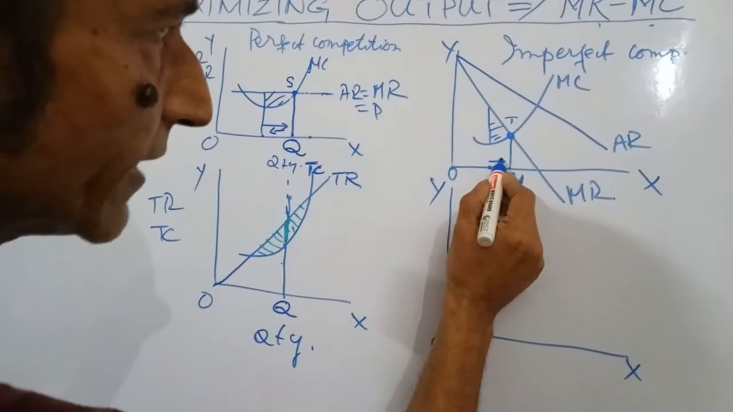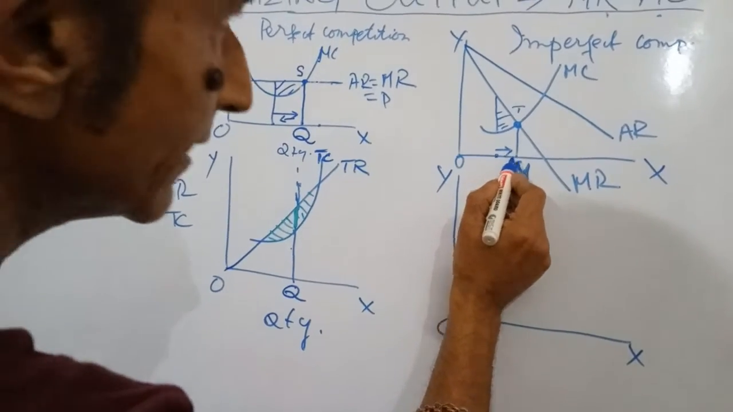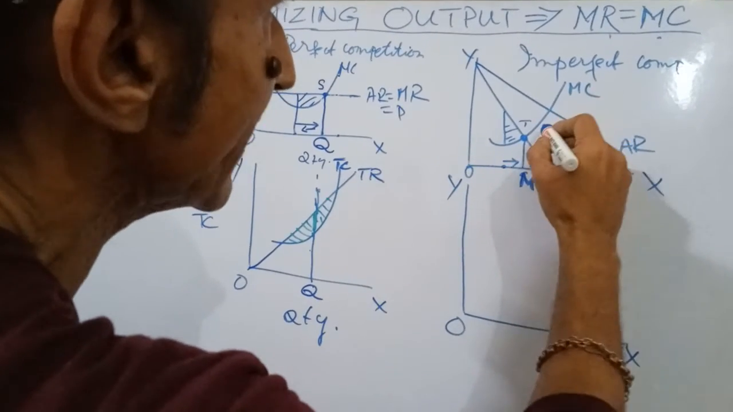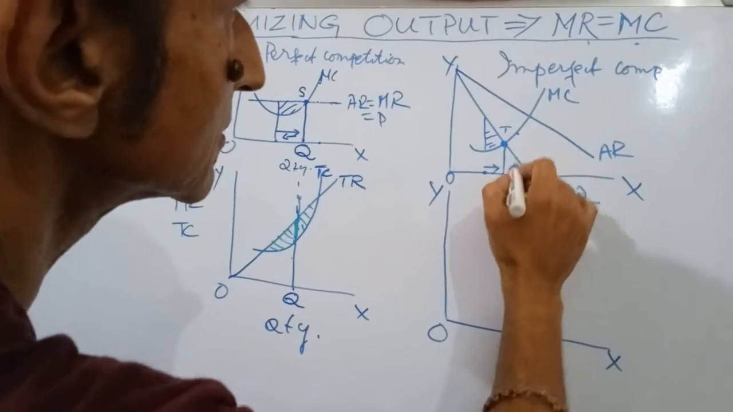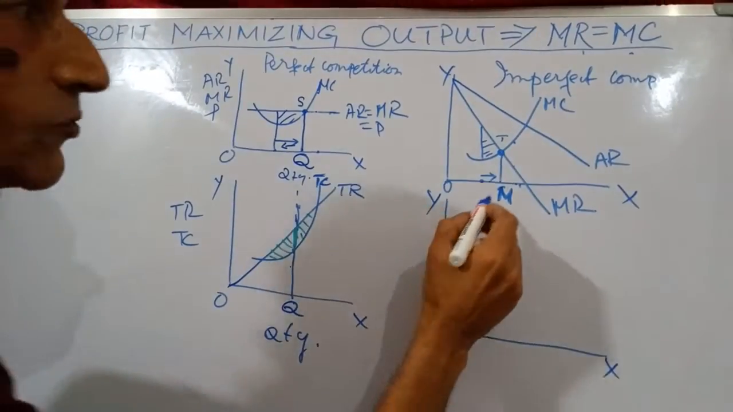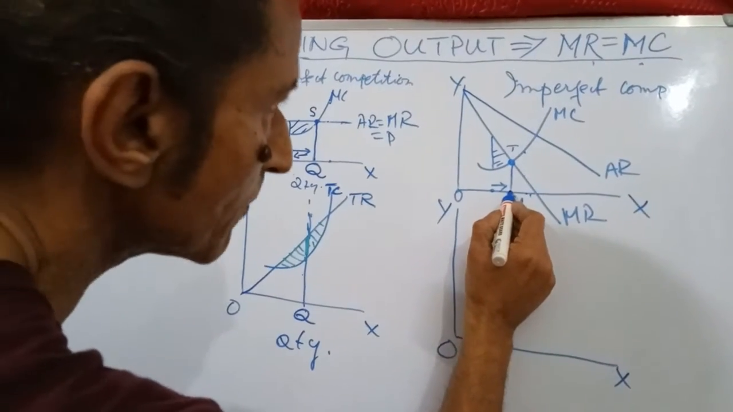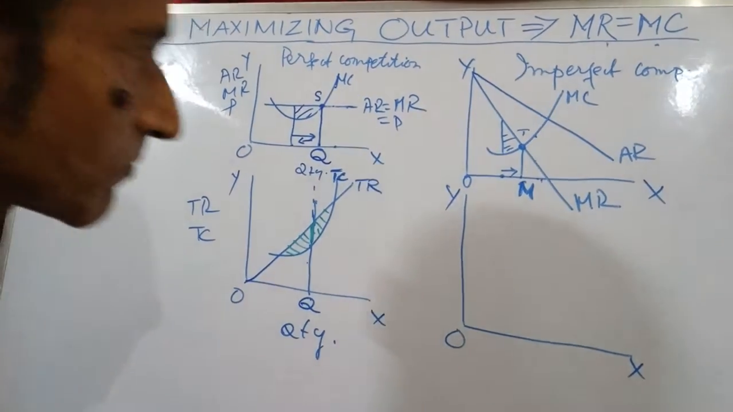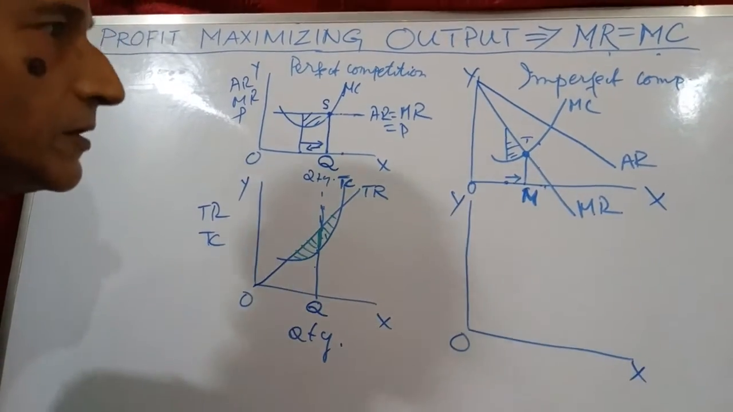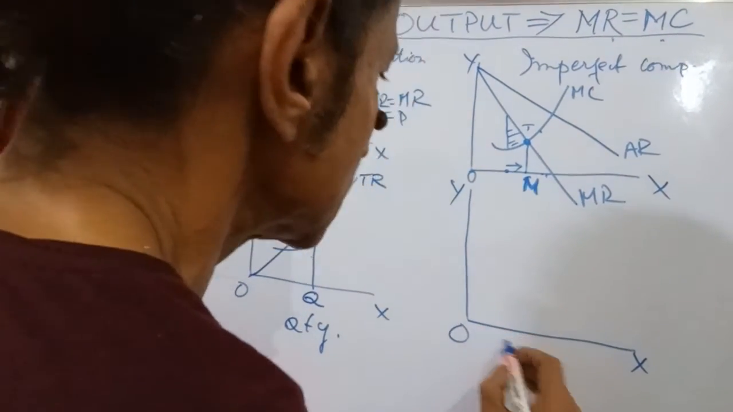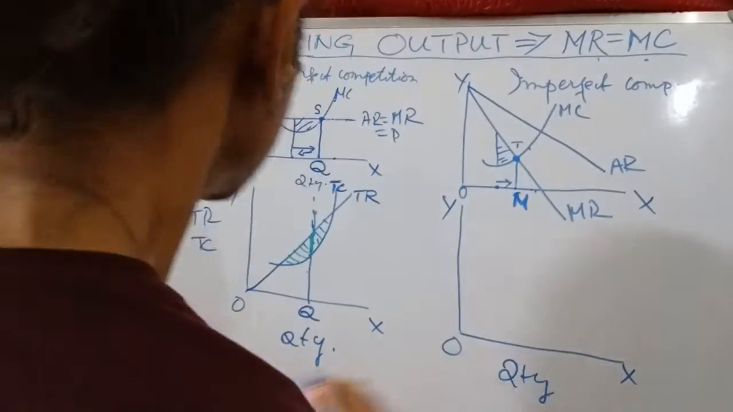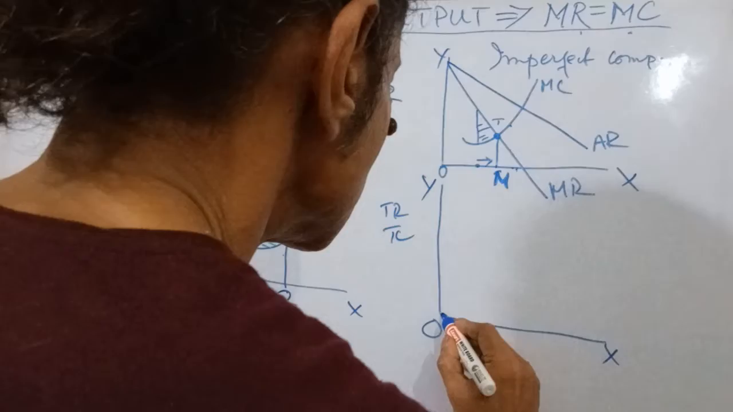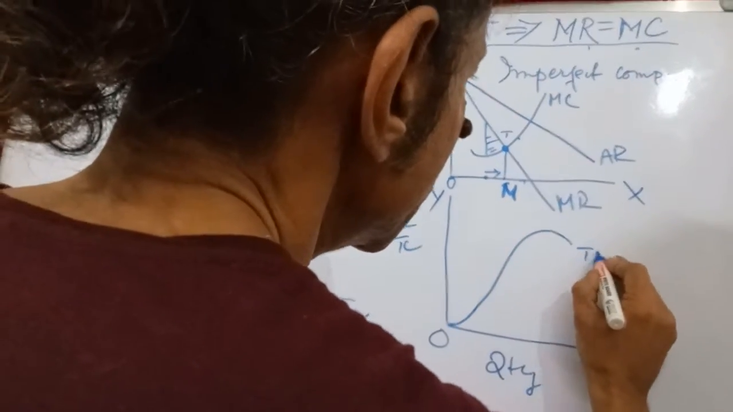He will move to the right to point M, and beyond point M, if the producer is producing something like here, then you see MC is greater than MR, right? So the producer will shift leftward to point M. So M is the profit maximizing output, where MR equals MC. Now if we draw the total revenue and total cost figures, this is total revenue.